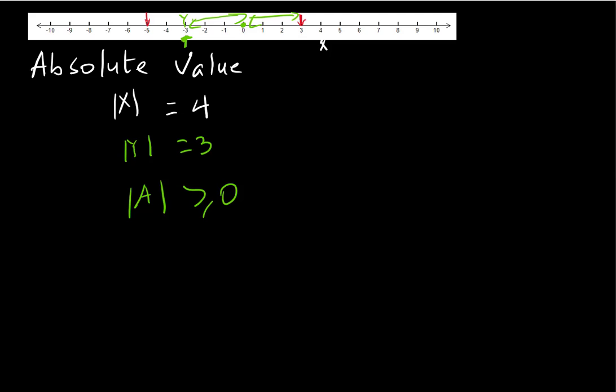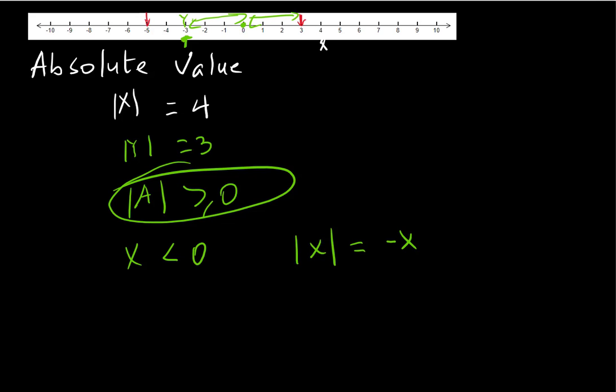Now if x is less than 0, x is negative, so the absolute value of x will be calculated as minus x, making it always positive. So all absolute values are positive, okay? We should know that.